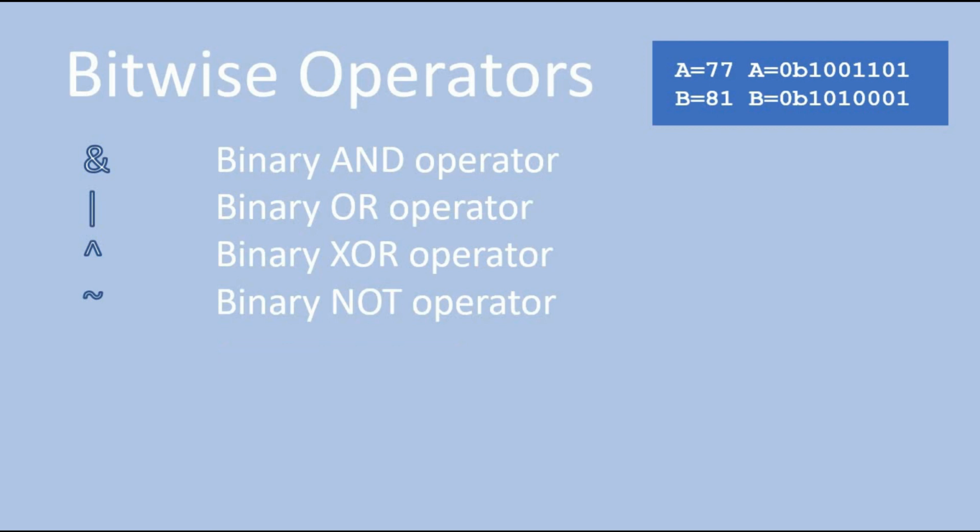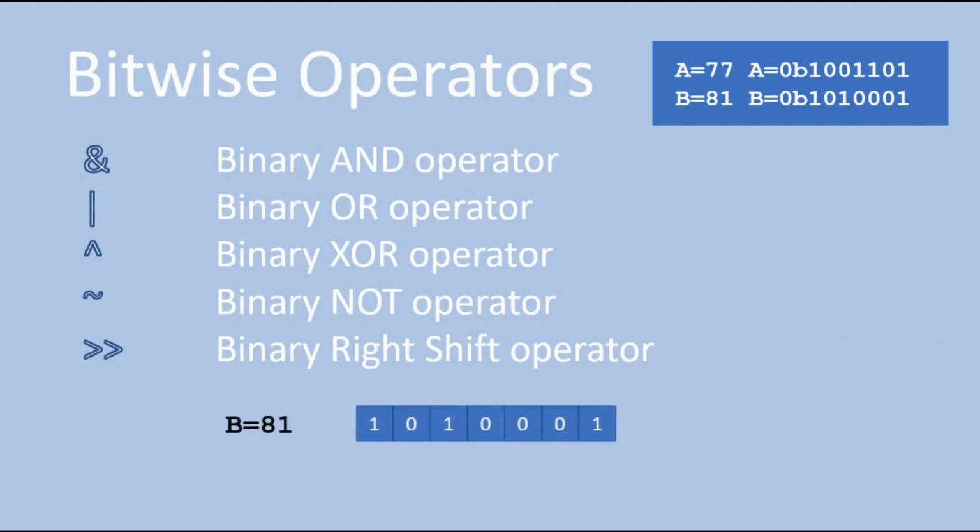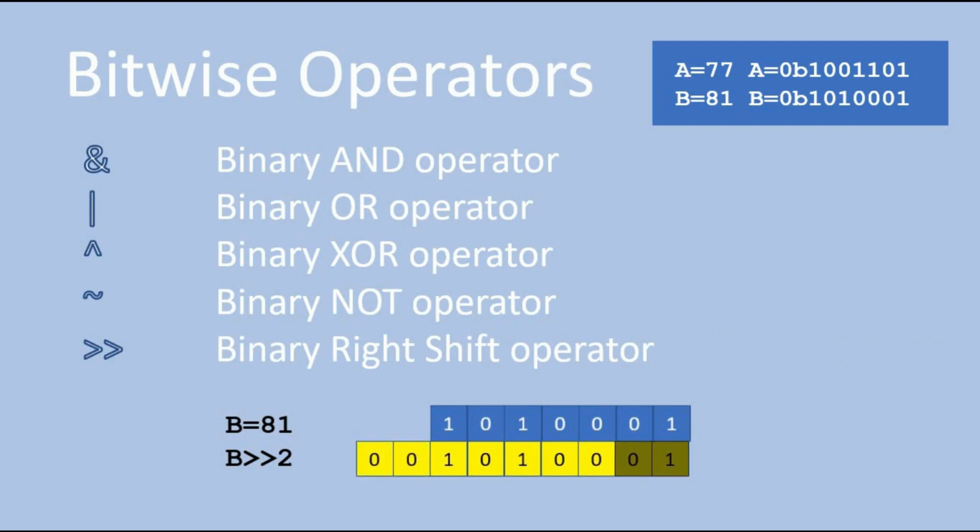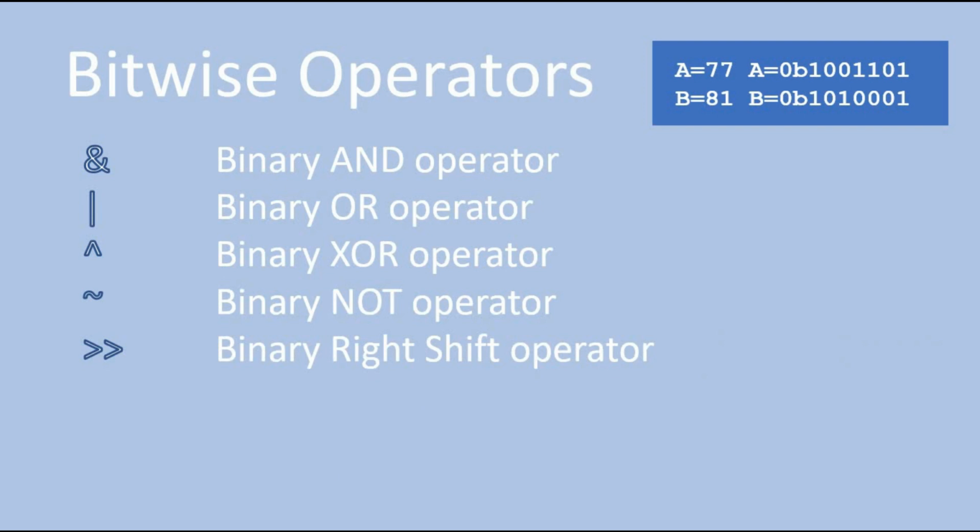The last 2 are probably the most interesting ones. You have binary shift right operator. It shifts all the bits of the operand to the right by the specified number of positions. Here we take the binary representation of number 81 and we shift all the bits by 2 positions to the right. We are losing data from 2 far right bit positions. This operation returns 20.